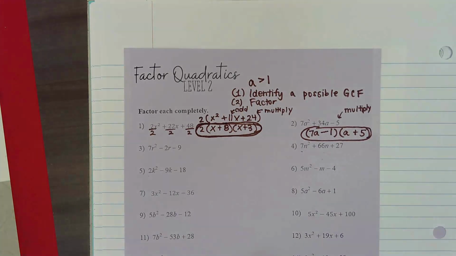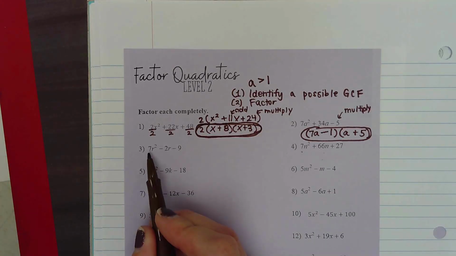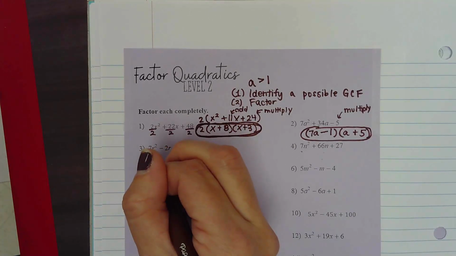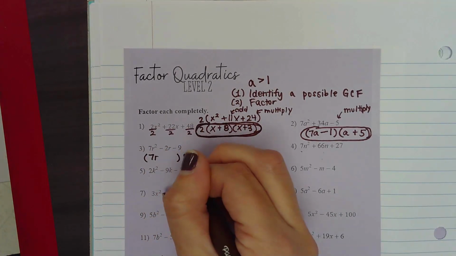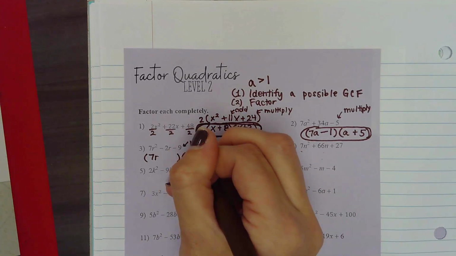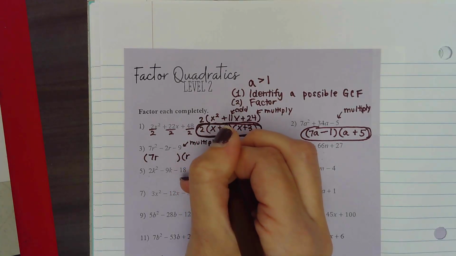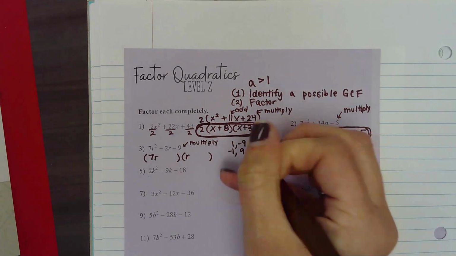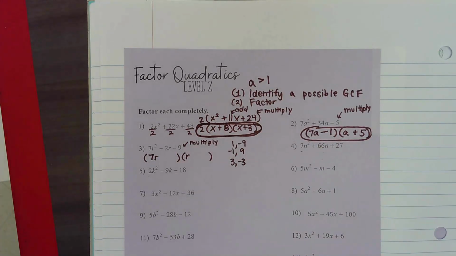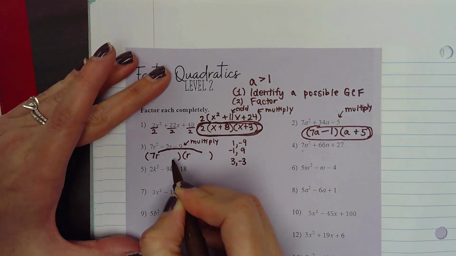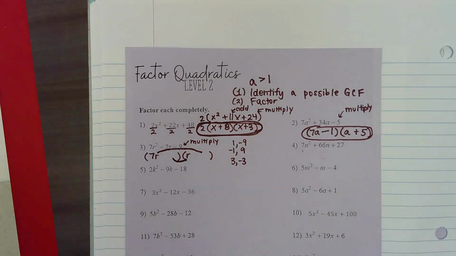So one more. Number 3, another one where I cannot divide out a GCF. So I'm going to go right into 7R and R. Now I'm going to come up with my values that multiply to the last term. So that would be 1 and -9, -1 and 9, 3 and -3. Or those could be reversed, right? -3 and 3. So I know now the outside and the inside have to add up to -2.